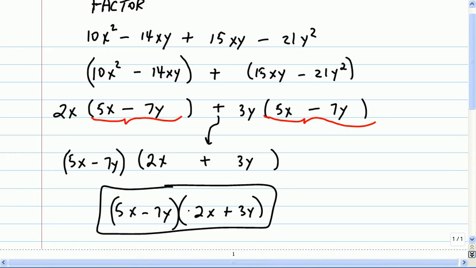These are not quite as easy to check, but you still could check your answer here. If you use the FOIL method and multiply these 2 things together, you should get your original polynomial back.